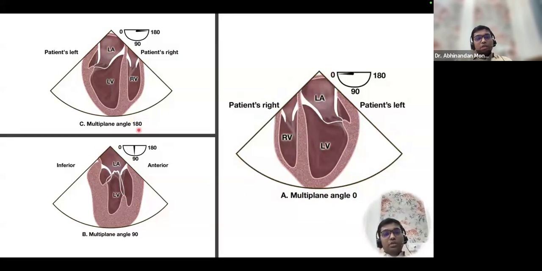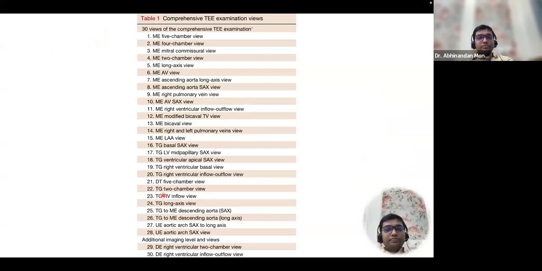If you do the multiplane angle of 180 degrees, then the patient's left will become the image's left and the patient's right will become the image's right. But when it becomes a multiplane angle of 90 degrees, it becomes a bit more confusing. Whatever is inferior, towards the patient's leg, will be visible on the left side of your image, and whichever is anterior or superior or cranial to the patient will be visualized on the right side of the image.